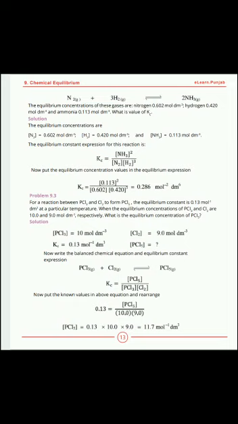Problem 9.3. For a reaction between PCl3 and Cl2 to form PCl5, the equilibrium constant is 0.13 per mole decimeter cube at a particular temperature. Here in the question, the equation is not written. You have to write the equation first. PCl3 and Cl2 are reactants. They react with each other to form PCl5. This is written in the question.